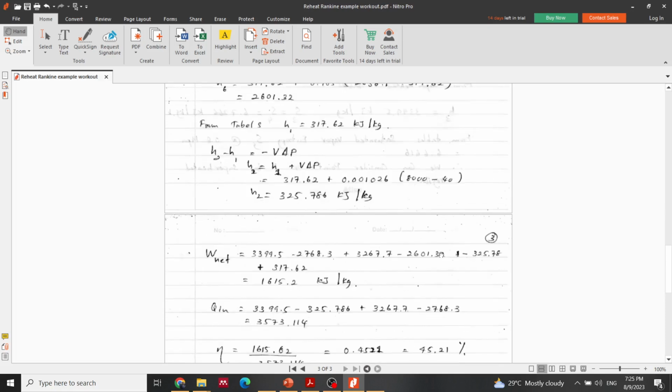Then you can substitute for W net, and you can get a value here. Again, same thing.